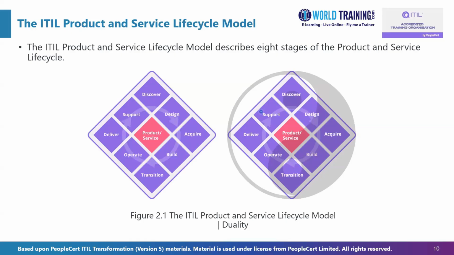So even though discover, design, and build happen for services also, it is possible that each different version of a product or service will be in a different activity of this life cycle. Now, in general, discover, design, acquire, and build happen more for products, whereas transition, operate, deliver, and support happen more for services. But this is not written in stone because this is an integrated product and service management life cycle. All the 8 activities are applicable for both product and services.